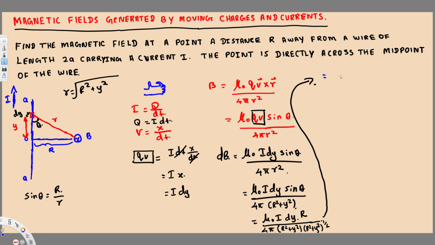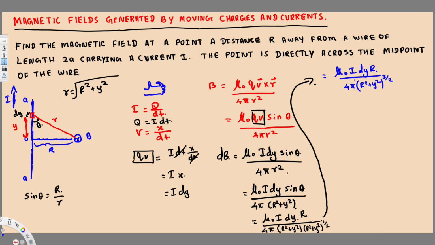So here we are going to get mu naught I dy r over 4 pi, r square plus y square power 1 plus half. So this is going to be 1.5, which is the same as 3 by 2, right? Now we have this information right here. So this is for dB. Now to find the total magnetic field, we have to integrate this one. So let's do the integration here.